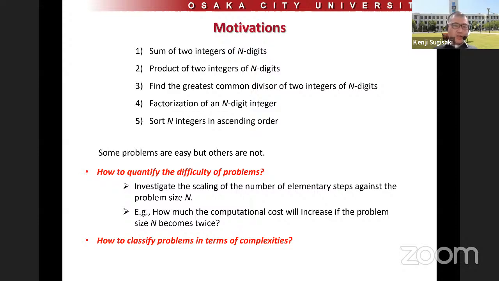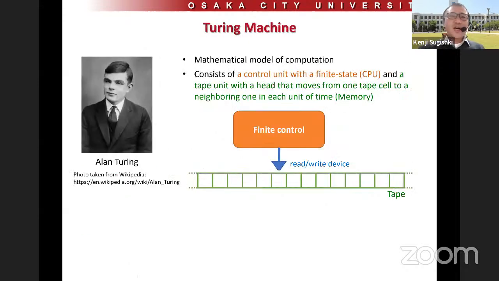So let us think about how to quantify the difficulty of the problem, and also how to classify the problem in terms of complexity. Let's think about investigating the scaling of the number of elementary steps against the problem size n. It means how much the computation cost increases if the problem size n becomes twice or larger. In order to discuss this problem, first we have to specify what the elementary steps in computers are.